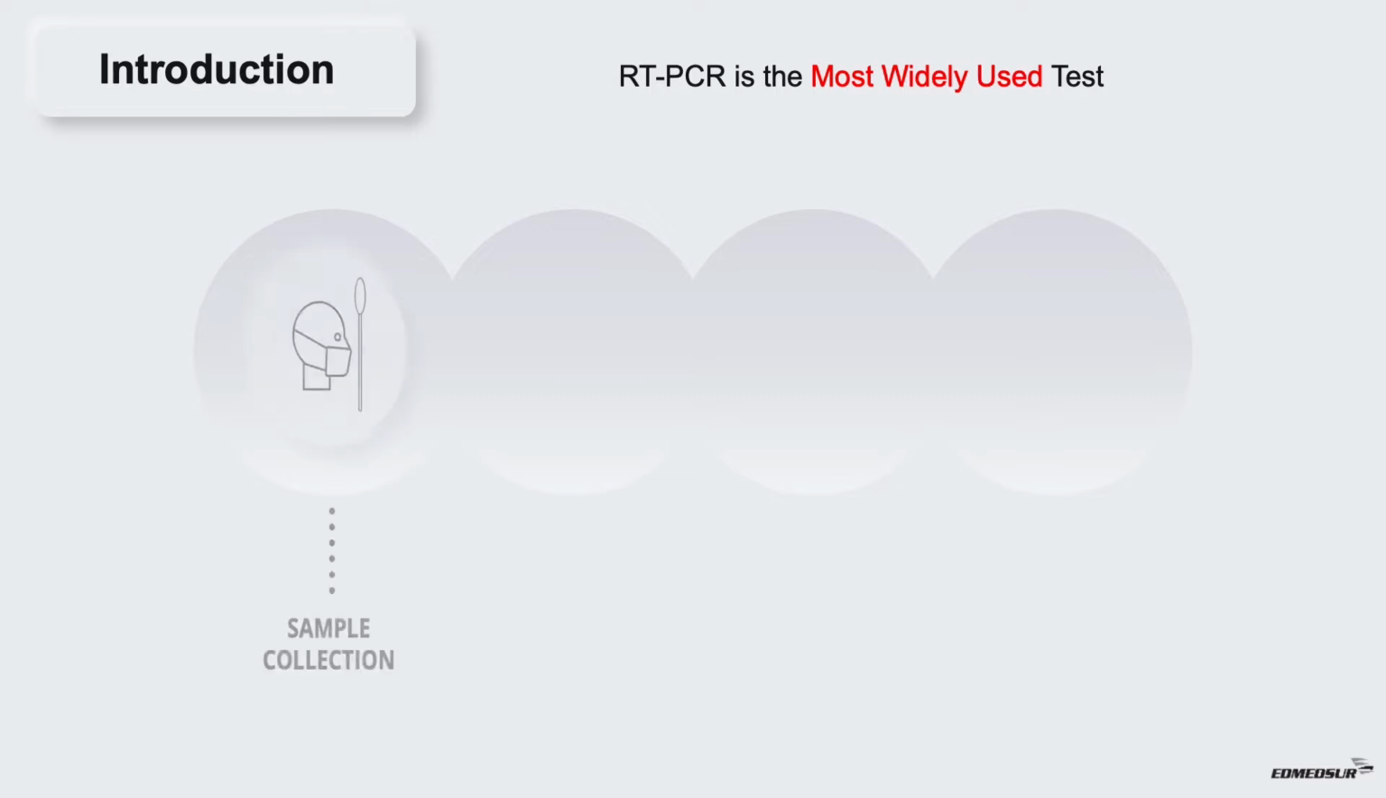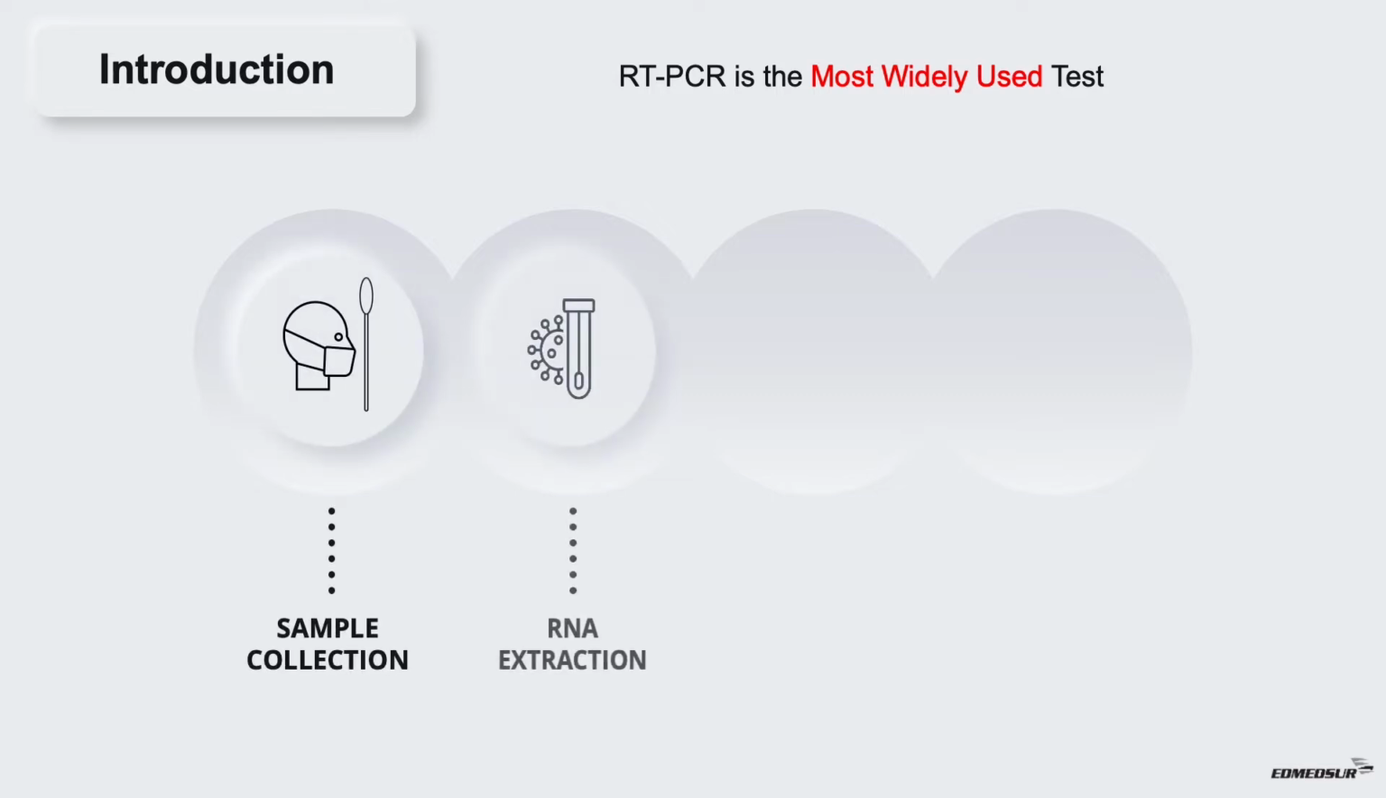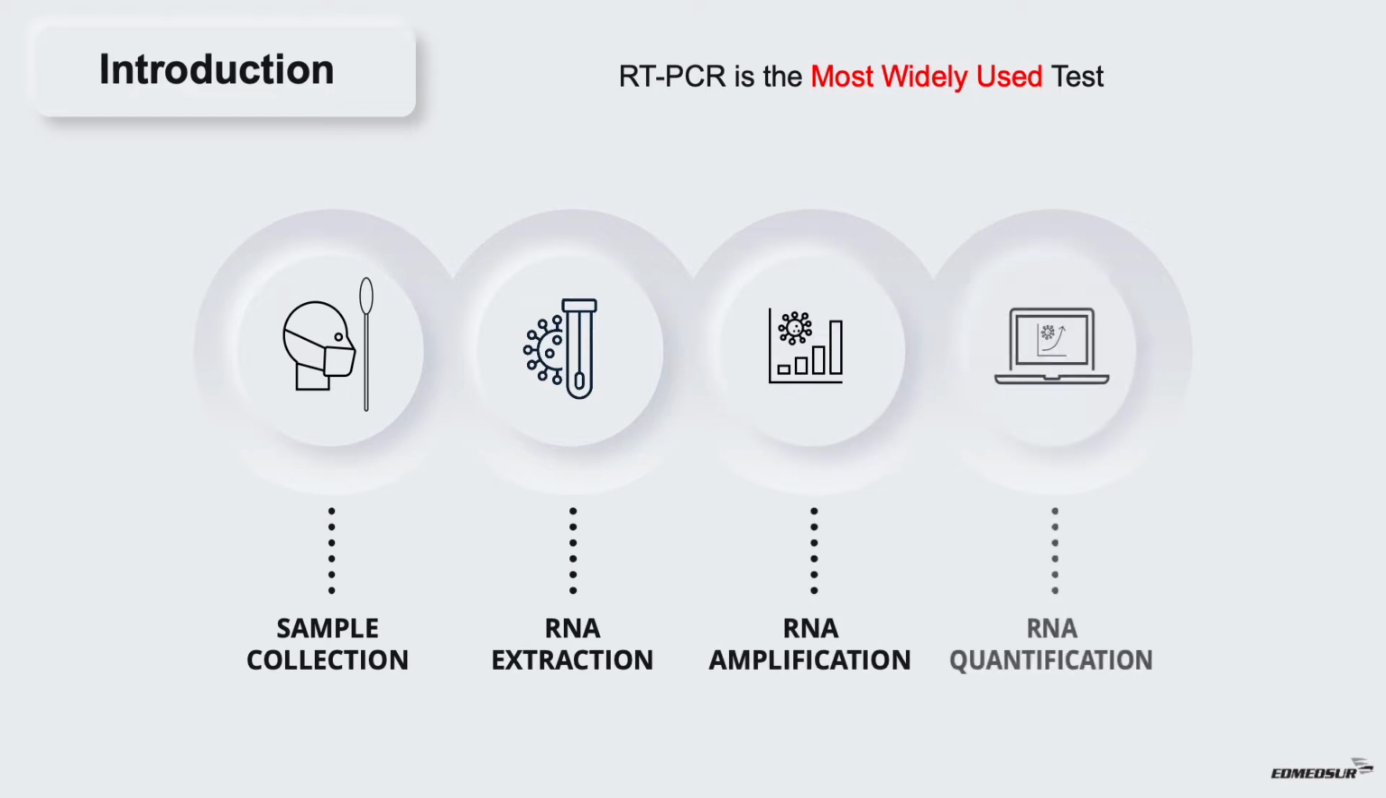Introduction. RT-PCR is the most widely used test to detect COVID-19 infection. This test involves 4 steps: sample collection, RNA extraction, RNA amplification, and RNA quantification. In the previous video, we discussed RNA extraction. In this video, we will be reviewing the process of RNA amplification.